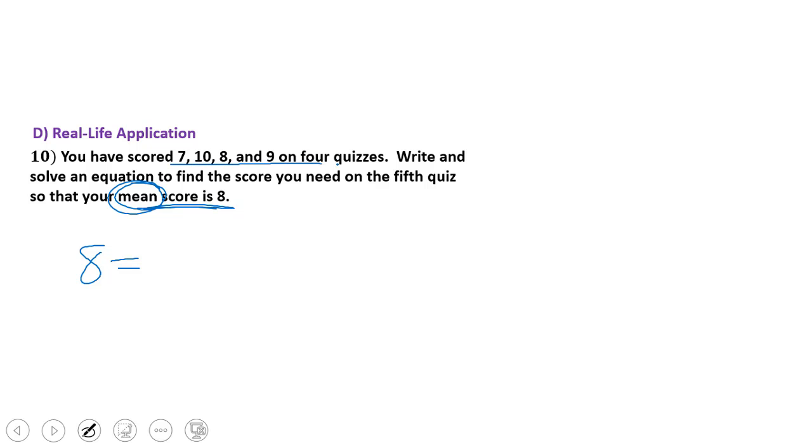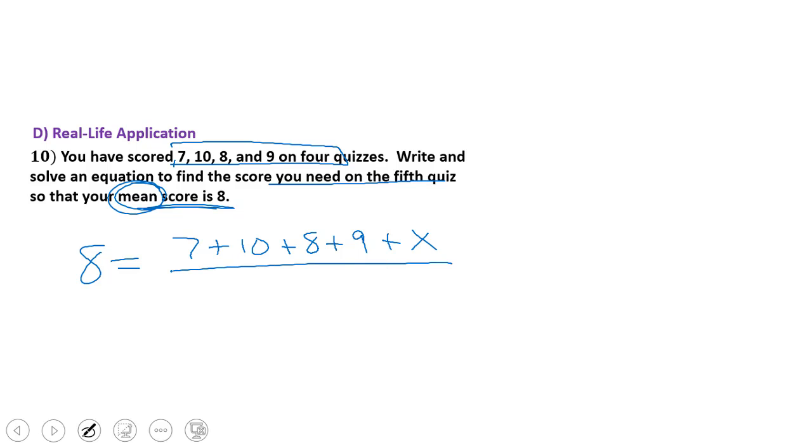Well, the scores are the first 4: 7 plus 10 plus 8 plus 9. Plus, we want to know what we're going to get on the next score, the 5th quiz. We don't know what that score is. It's unknown, so I'm going to use an X. And then, of course, how many scores is that? 1, 2, 3, 4, 5. So we're dividing that by 5. And that becomes our equation.